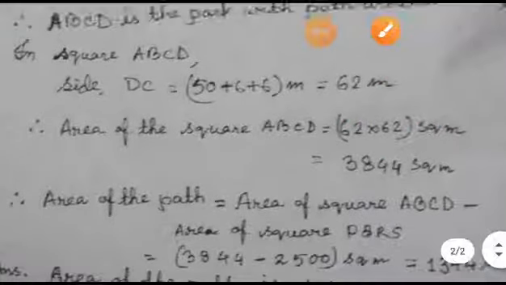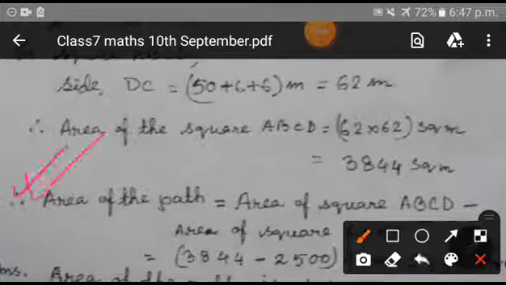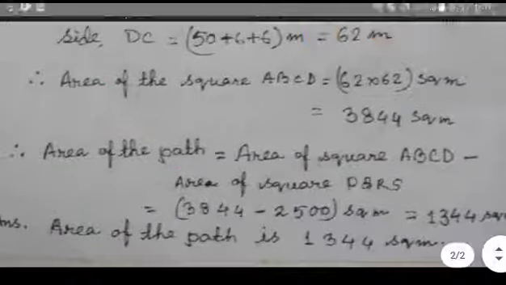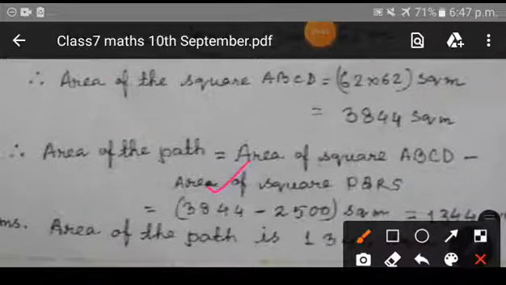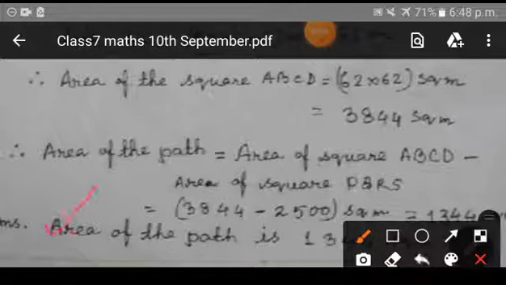So now we will calculate the area of the path. This part is similar to the previous question. The area of the path will be calculated by subtracting the area of the smaller square, that means the internal square, from the external square. So you write area of square ABCD minus area of square PQRS. After putting the values, that means 3844 minus 2500 square meter, you will get 1344 square meter. So this is the area of the path.